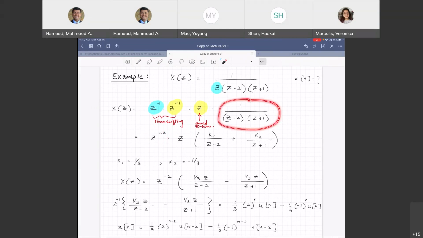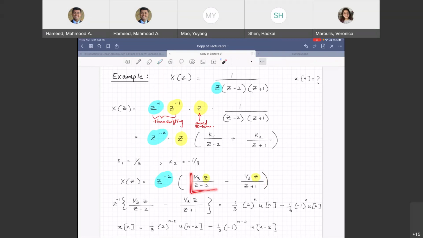These need to be dealt with using partial fraction expansion. I have k1 divided by that, k2 divided by that. Use partial fraction expansion, find the residues, plug them in there. You have got z to the negative 2 multiplied by this term, and they both have z. So the z term that you saved here is being used up here and here. The z to the negative 2 term remains as is over here and as is over here.